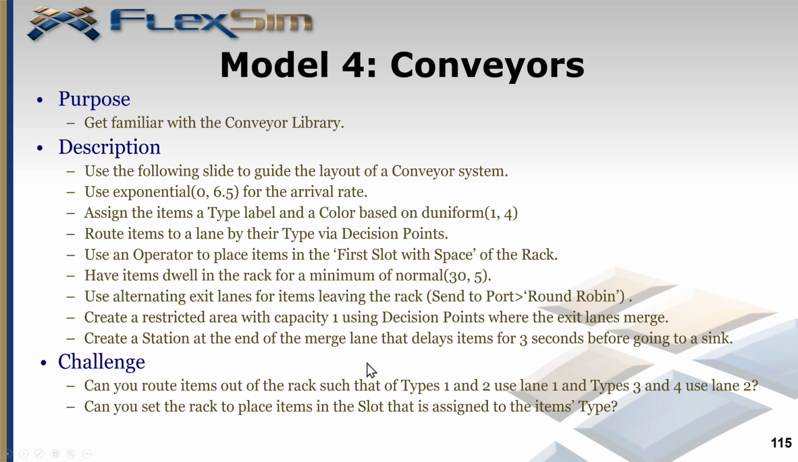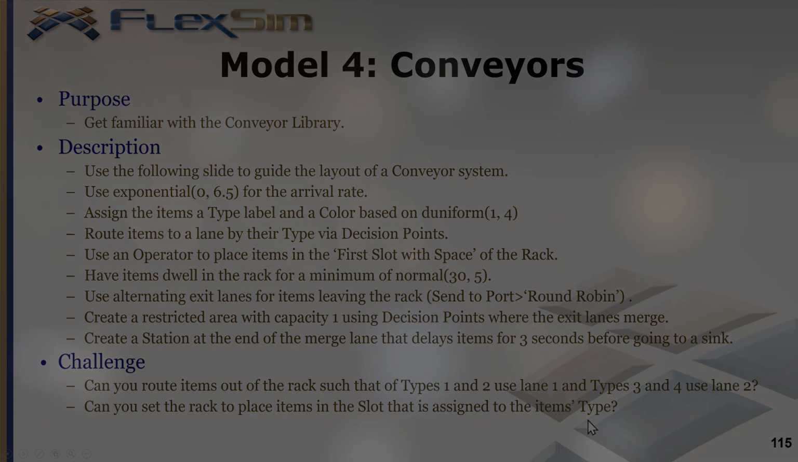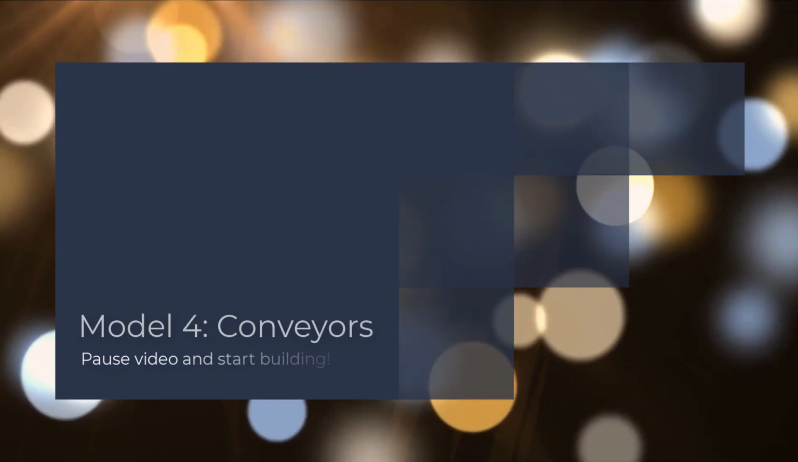Couple challenges here if you want to try them. Can you route items out of the rack such that types 1 and 2 use lane 1 and types 3 and 4 use lane 2? And can you set the rack to place items in the slot that is assigned to the item's type label, matching a type assignment of the slot, which you'd have to paint in? Okay, it's now time for you to try to build this model on your own.